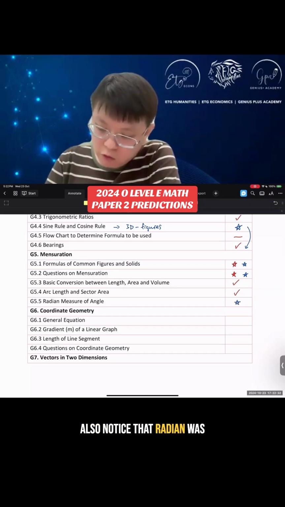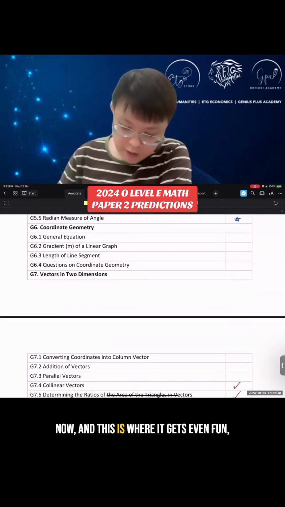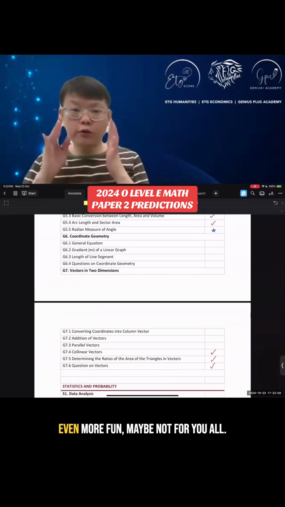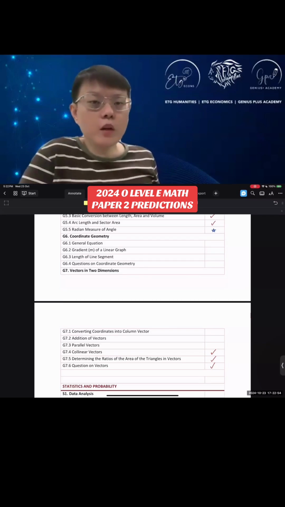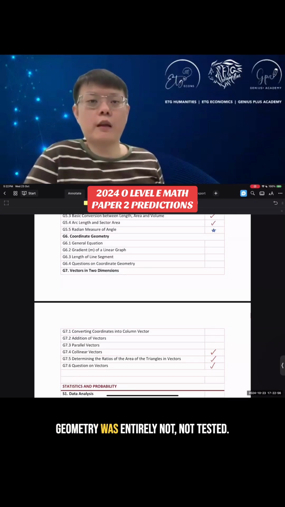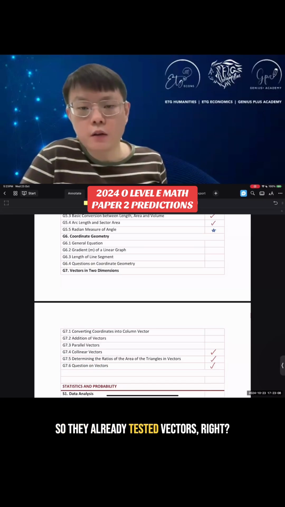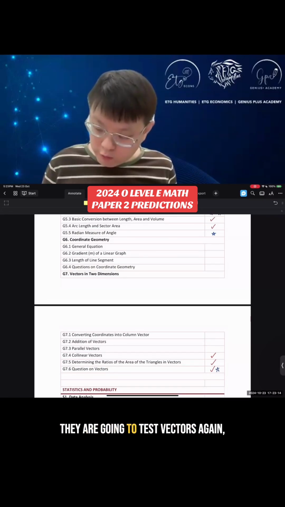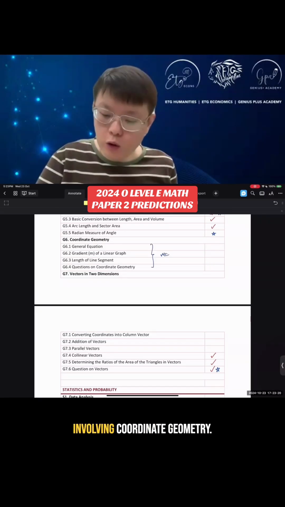Also notice that radian measure was not tested at all, so expect something involving radian. Now, and this is where it gets even more fun, maybe not for you all. You will notice that coordinate geometry was entirely not tested. So they already tested vectors, right? They are going to test vectors again. And they are going to test vectors involving coordinate geometry.